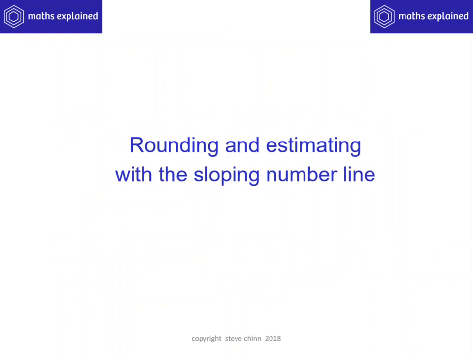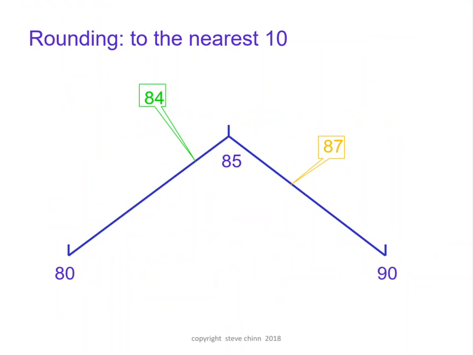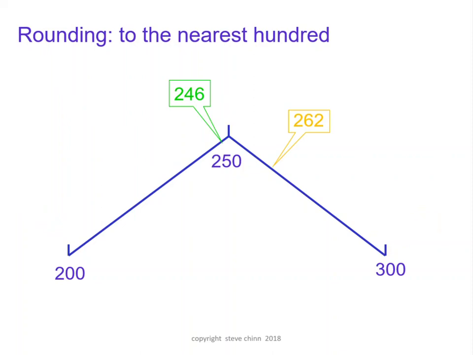This is a little something I use in the Maths Explained. I use a sloping number line, just again to enhance your image. So I've got two numbers again, my 84 and my 87. This time I'm doing a sloping number line, and it's more of an empty number line. I haven't got all the little individual markings for 81, 82, 83, and so on. So the idea of the sloping number line with the 85 in the middle is you can see which way the number is going to go. 84 is going to round to 80, 87 is going to round to 90.